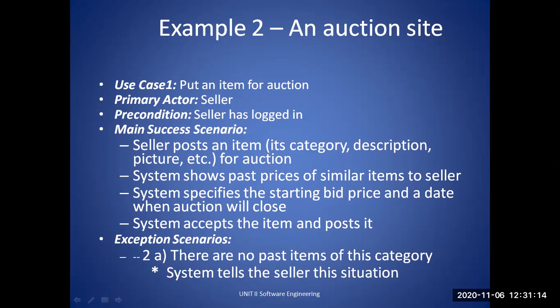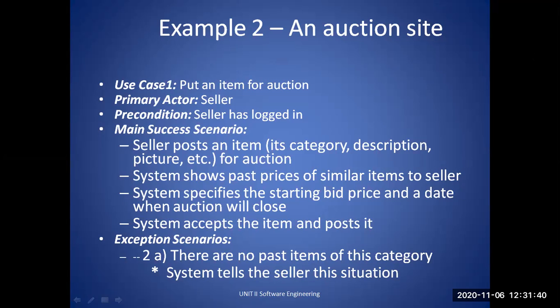And one more thing, the system shows the past prices of similar items to the seller. So what happens here is if you are selling some kind of mobile online, a second hand mobile, the system will be showing you the past prices, that is, what the prices will be for this kind of product, similar items.